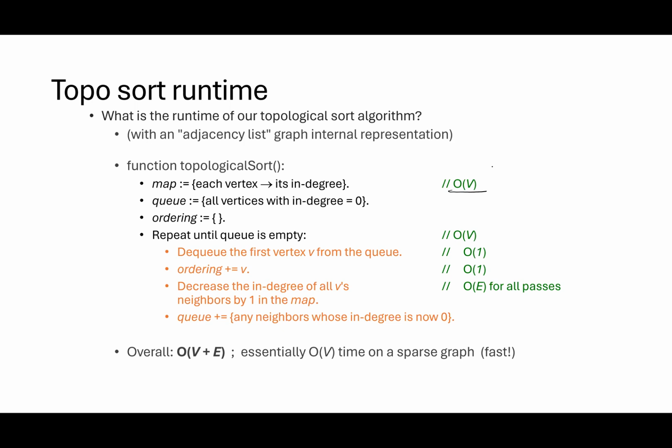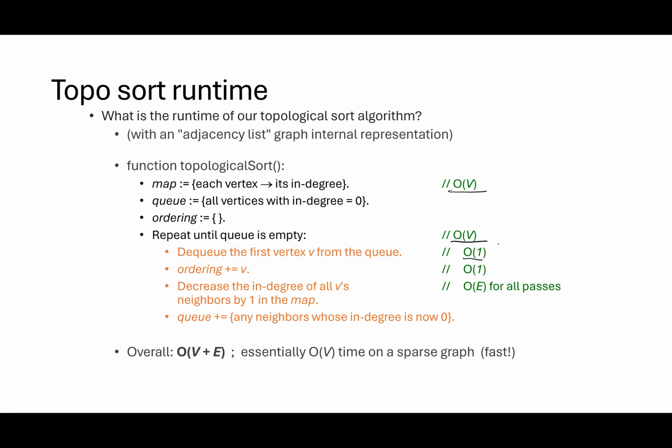For V vertices, we count how many incoming edges each vertex has. And then we initialize a queue. This is a constant time. Okay, and then we initialize an ordering, that is fine. And then we run a while loop until the queue is empty. So how many times can we dequeue from the queue? At most V times, right? So this is an order V operation.